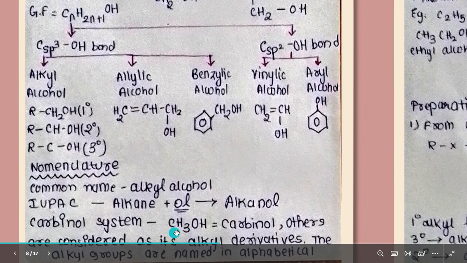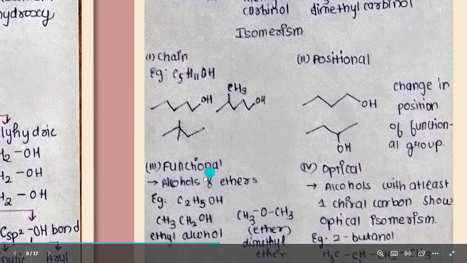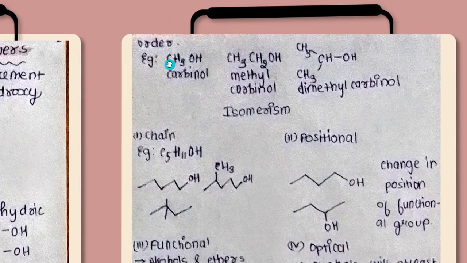Now we have one more system of nomenclature for alcohols, that is the carbinol system. Wherein CH3OH is known as the carbinol, and others are considered as its alkyl derivatives. The alkyl groups are named in the alphabetical order. For example, we have CH3OH as carbinol, right? Now, what is CH3CH2OH? It is methyl carbinol.